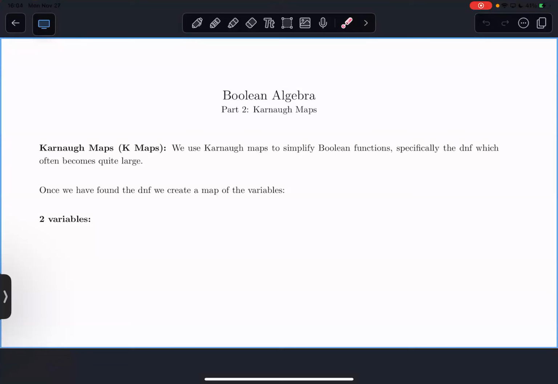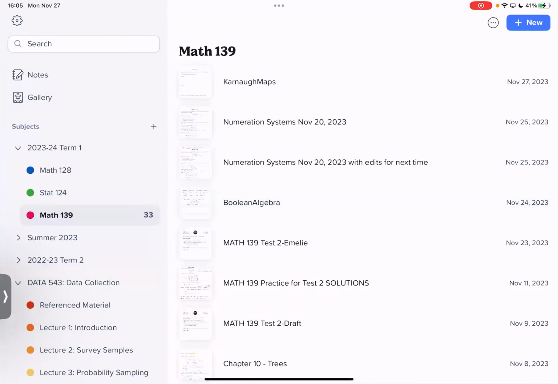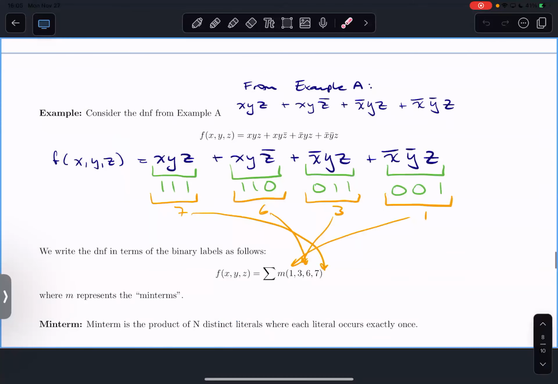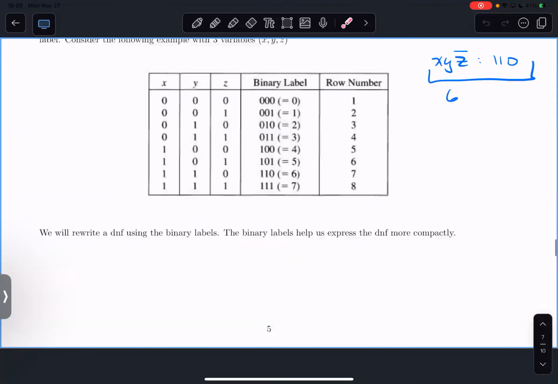Last day we talked about the DNF, the disjunctive normal form of an algebraic function or a Boolean algebra function. And so today we're going to jump in and assume that we've got that under control, and I'm just going to give you the DNF. And I feel like maybe we should just do a scroll through of what the DNF is.